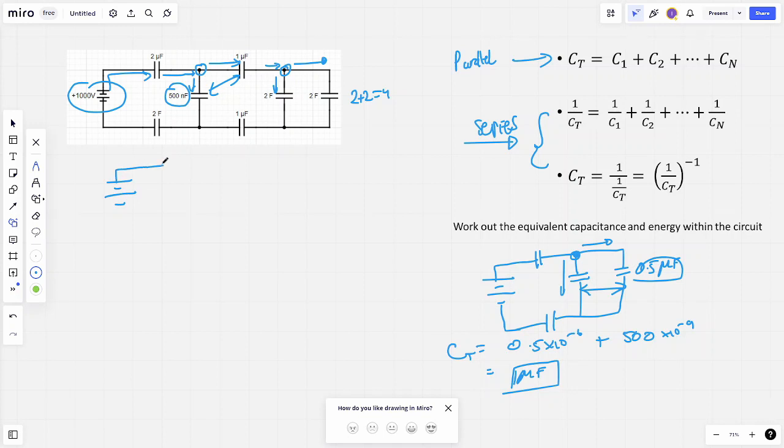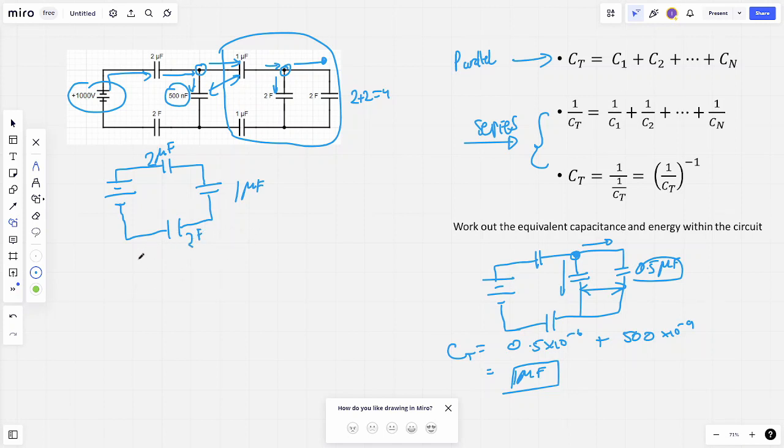Let's redraw the circuit diagram. So as discussed, we've got a 2 microfarad. Now the 500 nanofarad in parallel with the equivalent capacitance of all of this on the right hand side, which worked out to be 1 microfarad, so that becomes 1 microfarad. Now the final circuit looks something like this. We've got 2 microfarad, 1 microfarad and 2 farads.